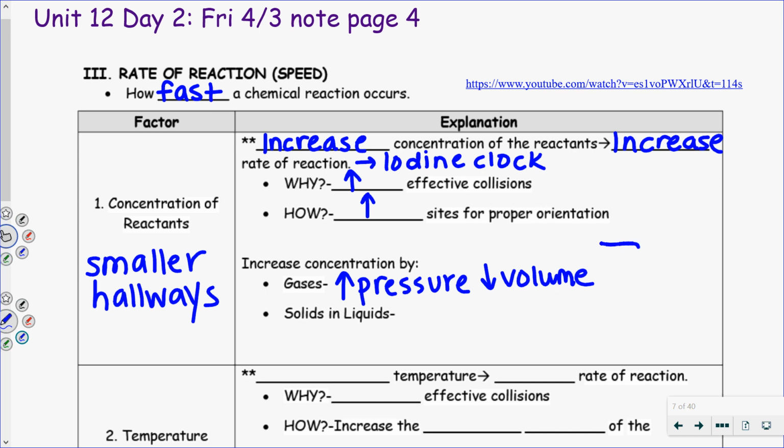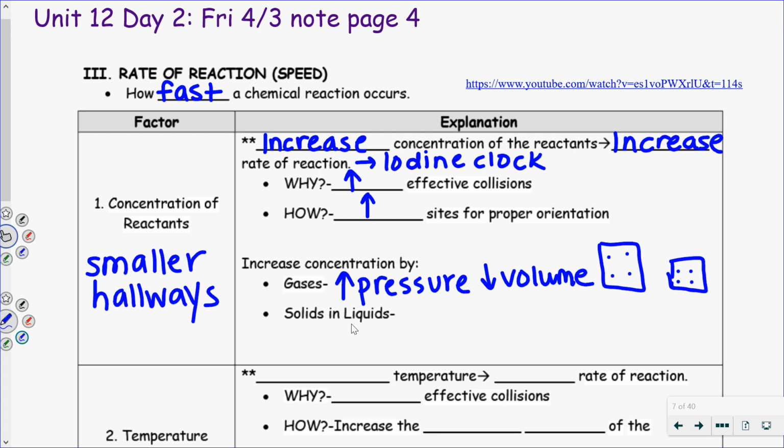So say for instance, here's your original volume of a box and here are your gas particles. Let's say we increase the pressure, making the volume smaller. These are going to have more of a chance to collide with one another in a more confined space. It's more concentrated.